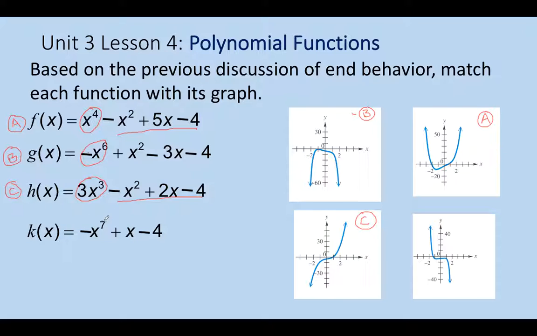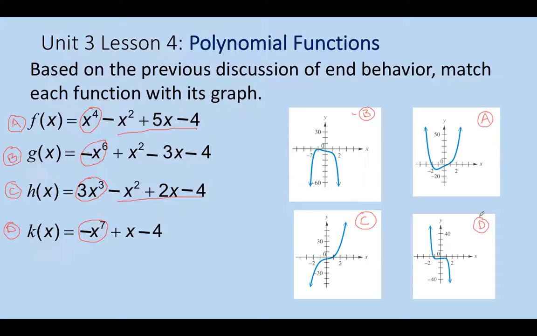And then finally, x to the 7th. Again, the dominating term is odd, so it's going to be kind of that snake type thing. But I also know it's going to be essentially the opposite or reflected of the original snake, like this one. So it's going to start up and go down.